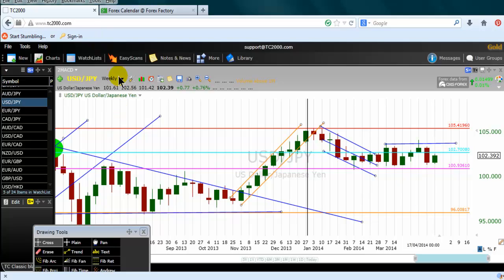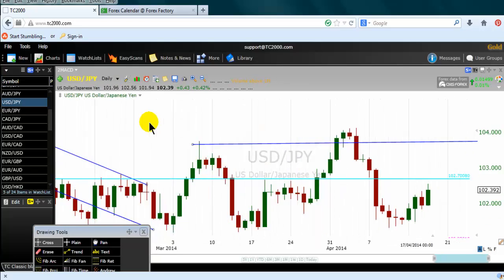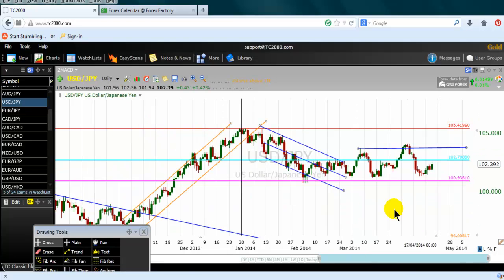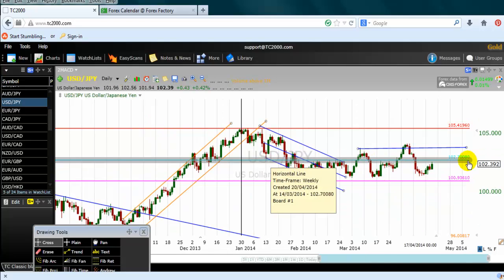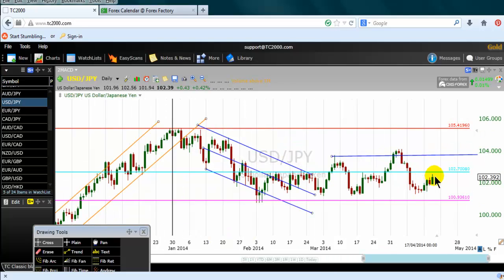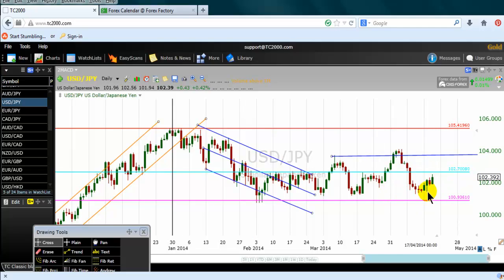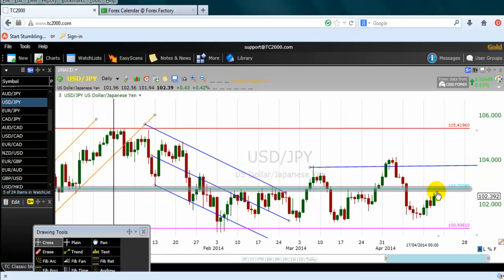If I show you now, let's go to the daily chart. I want to show you how the price behaves. Look at the price, how it behaves around this turquoise line here. See, when it's above it, it comes back down. Now you see how on Friday it stopped exactly on the edge. You see here, it stopped on the edge of the 102.70.